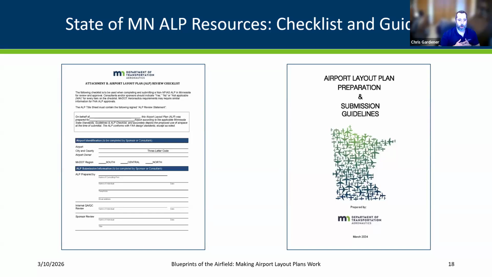This is just a little bit more descriptive, and provides some background information on why we're updating airport layout plans, what the update schedules are, and a little description on what we're looking for on some of those steps. Whereas the checklist is very much individual item. Is this item present? Yes or no? The guidelines are more suggestions and recommendations here.